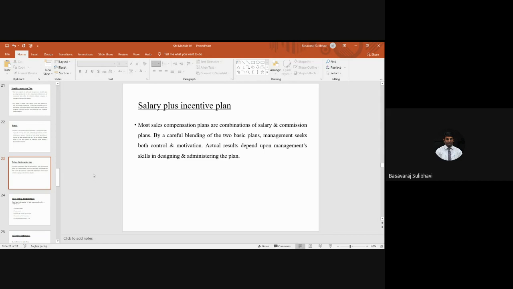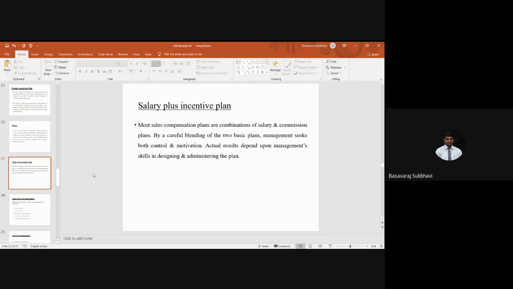Incentives go higher or lower depending on the extra effort employees put into their job and their contribution to the success of the organization, or the way they achieve and perform the tasks given to them. So by careful blending of these two basic plans, management will seek both control and motivation, as I told you, where they can control the performance of the employees as well as motivate them. Actual results depend upon management skills in designing and administering the plan.